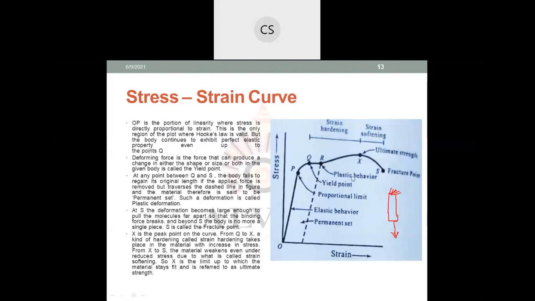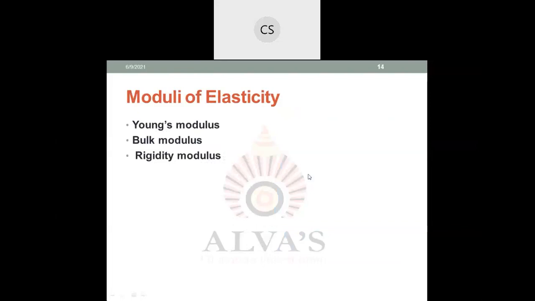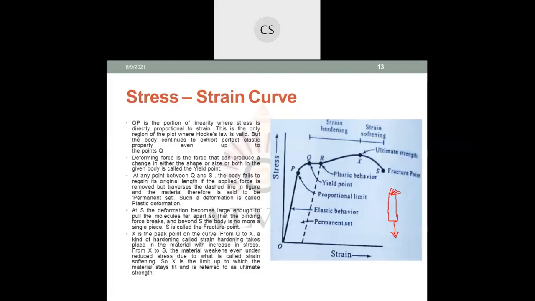There is more about this that we will discuss in the coming class. Here it is not required. If I discuss what strain hardening and strain softening are now, you will not understand clearly, so we will see that later. With that I will stop for today. So that's about the stress strain curve. Next, we'll see modulus of elasticity in the next class.